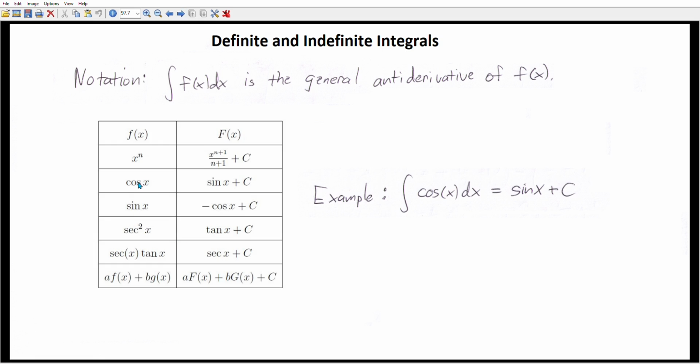So the antiderivative of cosine of x is sine x plus c, and we will write it this way: the integral of cosine x dx equals sine x plus c. And this integral is called an indefinite integral. Notice that unlike the definite integral, when you integrate a function of x, you get a function of x. Whereas with a definite integral, if you integrate a function of x between two limits, you get a constant.